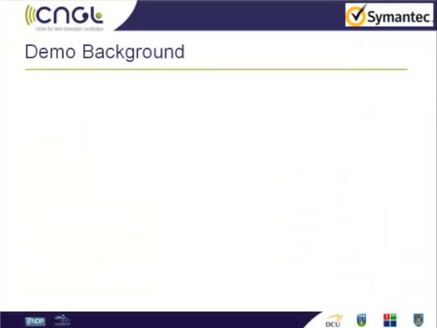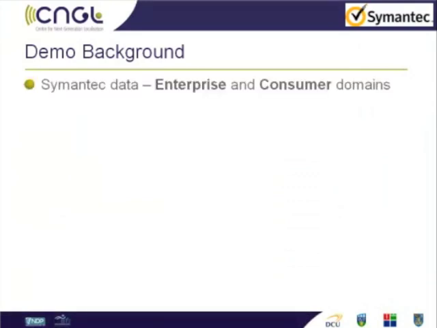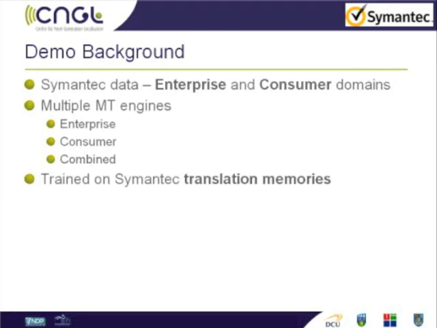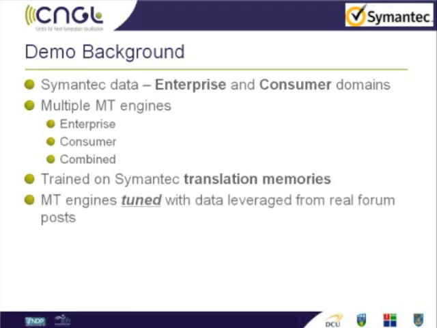So to give you an idea of the background to this, we have used semantic data in the enterprise and consumer domains to feed the system. We have trained multiple MT engines within these domains in a combined system. And these systems have been trained on translation memories, so large banks of data that are used for human translations. The machine translation engines have then been tuned with data that was leveraged from real forum posts. So we're trying to tune the systems to make them as suitable as possible to the translation of forums. The most successful system then was what we demonstrated previously.